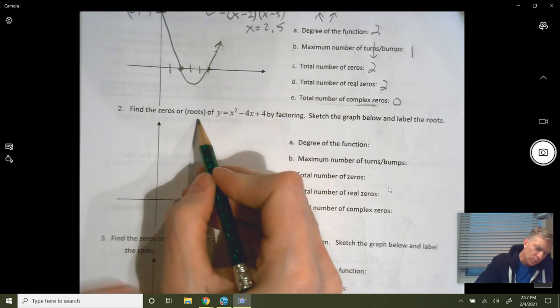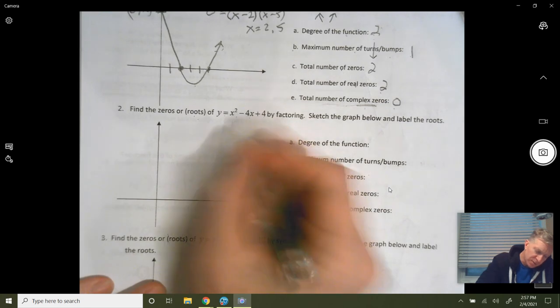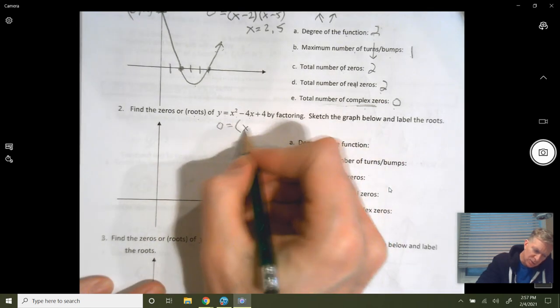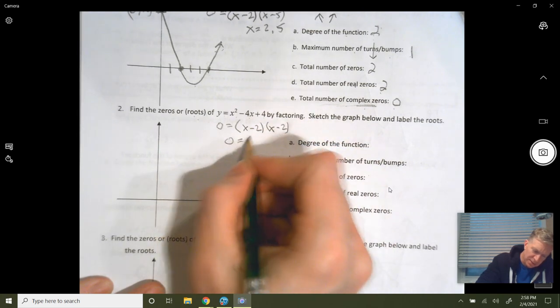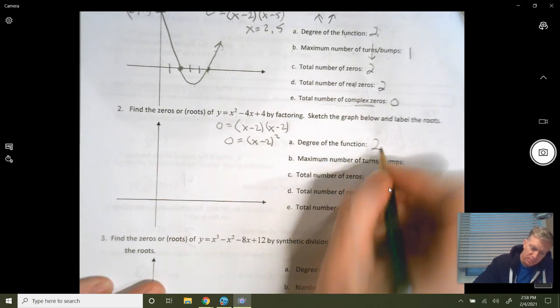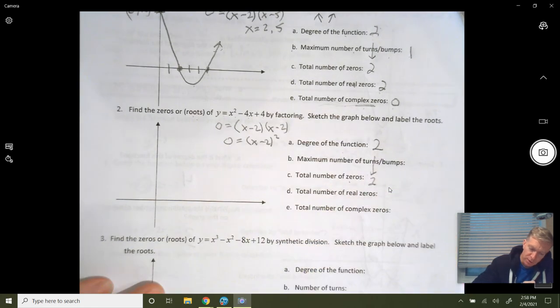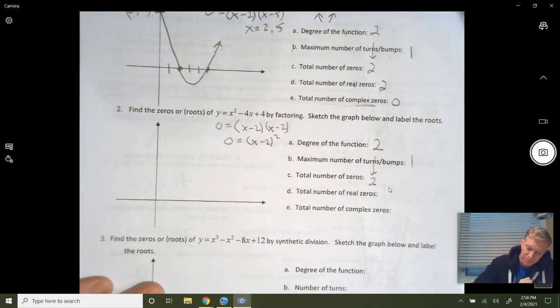Find the zeros or roots of y equals x squared minus 4x minus 4 by factoring. So 0 equals x minus 2 times x minus 2. Okay, that's a little tricky. So we've got x minus 2 squared. The degree of the function is 2, which means the total number of zeros is also 2. Maximum number of turns, 1 less than the degree, so 1.